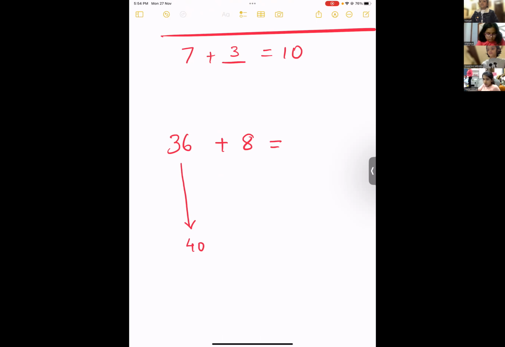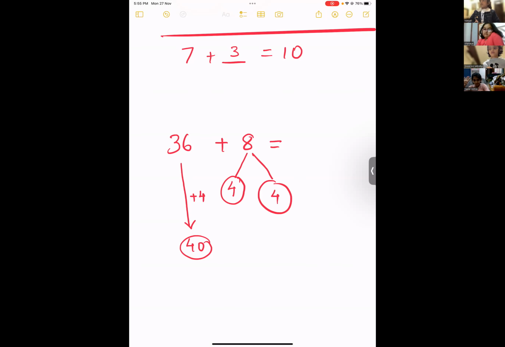6 plus 4 makes a 10. So 36 and 4 is going to make a 40. From where will I get a 4? From 8. If I take 4 away from 8, I am left with 4, and what makes 8? 4 and 4. So I'm left with 4.